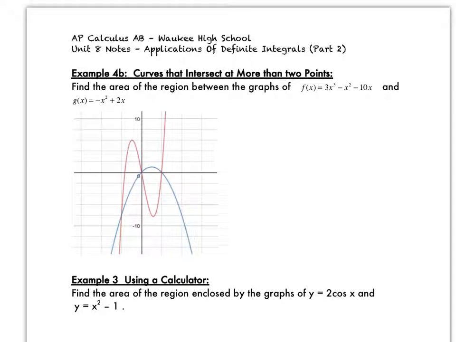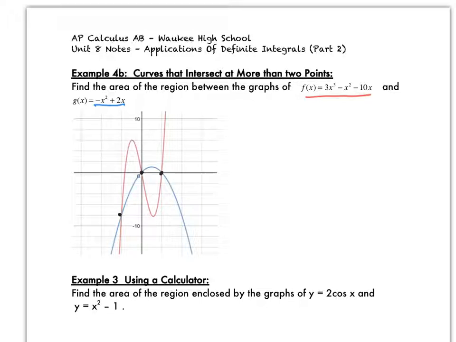And here it is right here, where we have the graphs of these two functions: 3x to the third minus x squared minus 10x, that would be the red one, and then the blue parabola, of course, is negative x squared plus 2x. All right, well, now we've got a real fascinating problem because we have multiple points of intersection here, as you can see that I've just highlighted on the graph itself.